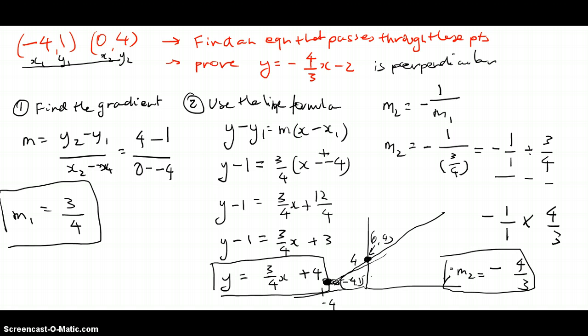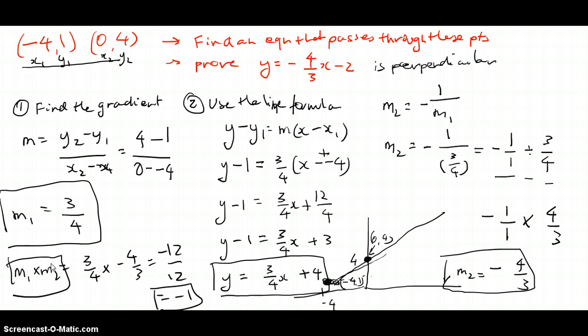Okay, and I'm about to run out of time, but you can conclude with, since m1 times m2 equals minus 1, so I'm going to do this here, m1 times m2 is equal to 3/4 times minus 4/3, that's equal to minus 12 over 12, that's equal to minus 1. Therefore, these two lines are perpendicular to each other.